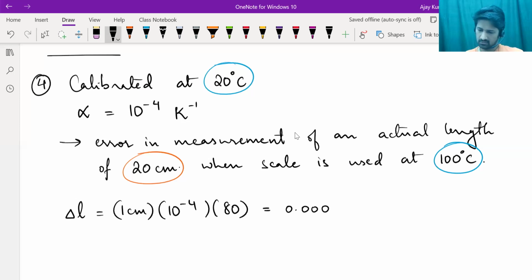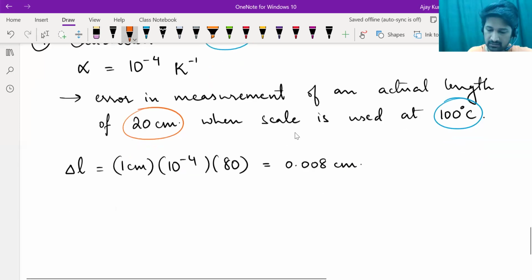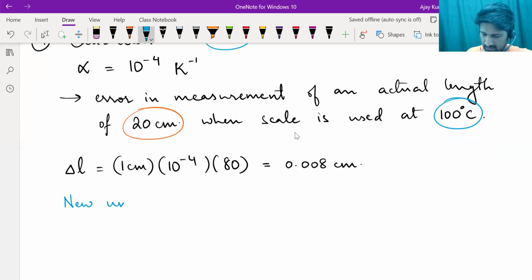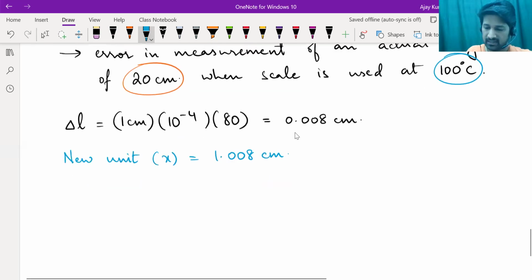8 in 10 is 0.008. That is the expansion of each centimeter. That means the new unit on that scale, let's call it x, would be 1.008 centimeter. How many such new units will fit in 20 centimeters is what you need to find out now. That will give us the new reading.